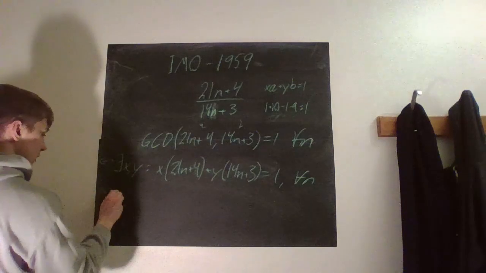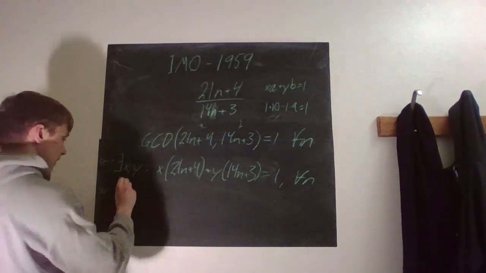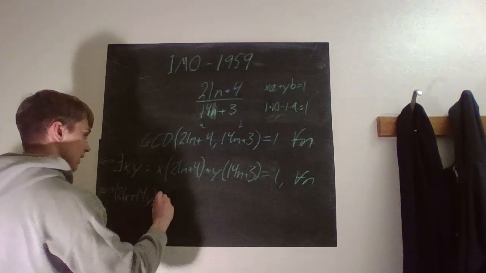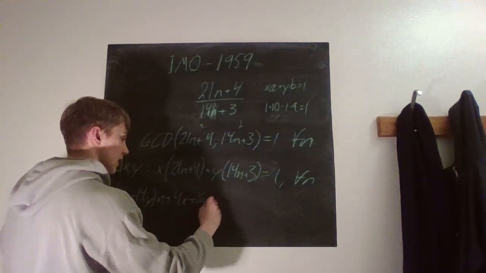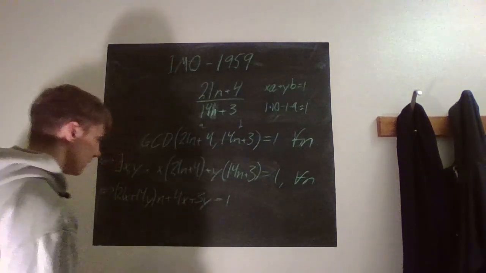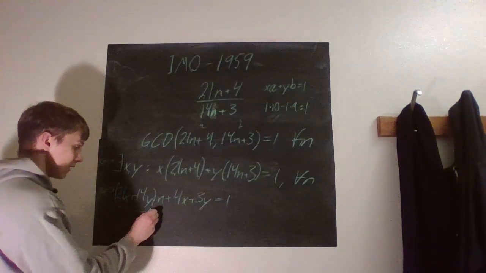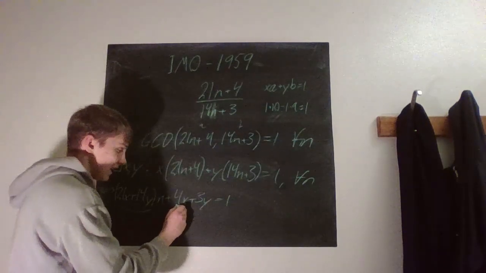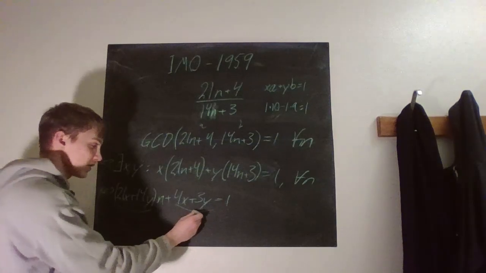So let's just rearrange this expression. So what do we have then? We have (21x plus 14y) times n plus 4x plus 3y. We want this to be equal to 1 for all n. This then, of course, means that this coefficient needs to be 0 for this to hold for all n's, and this has to be equal to 1, which it does, obviously, because it's not dependent on n.